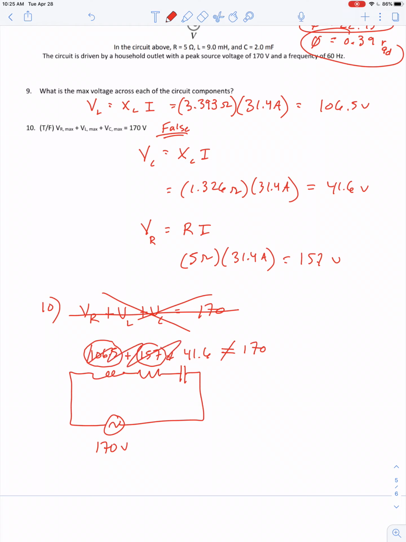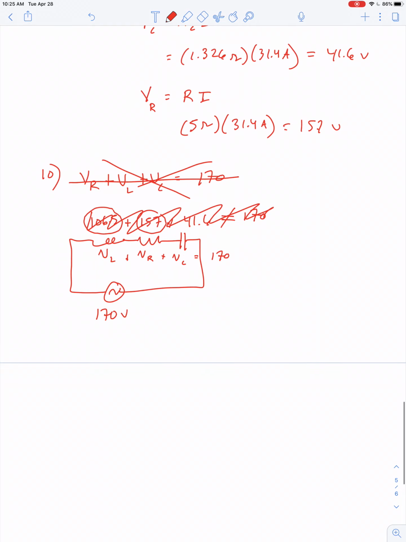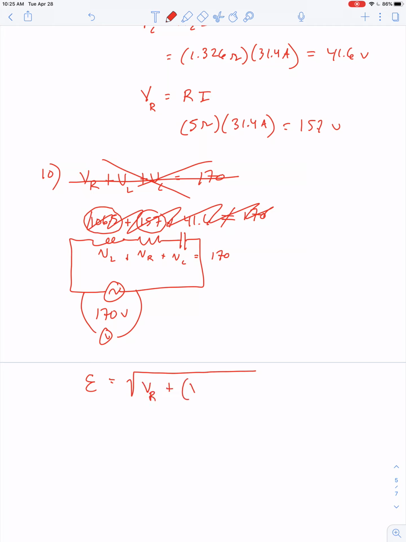However, the instantaneous voltage across the inductor and the instantaneous voltage across the resistor and the instantaneous voltage across the capacitor do have to add up to equal 170. In fact, the way the maximum voltages add is like this. The voltage across the source should be equal to the square root of the voltage across the resistor squared plus the difference between the maximum voltage across the inductor and capacitor, quantity squared. So let's see if this works out.